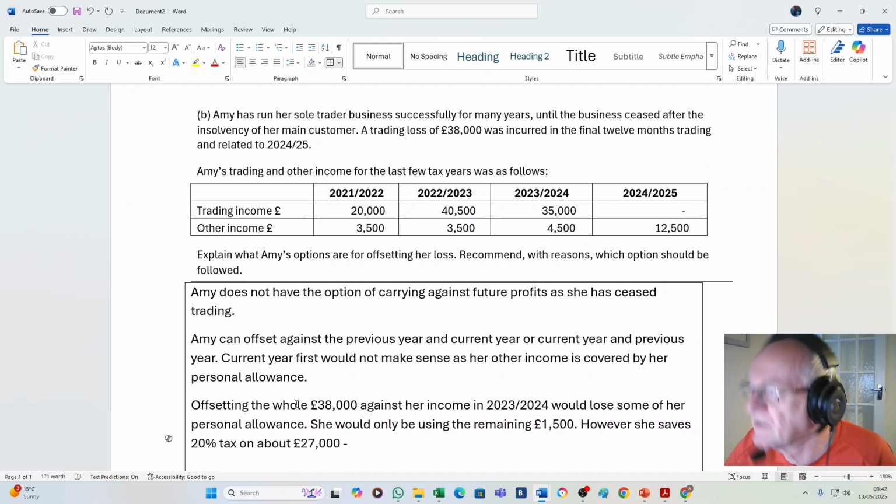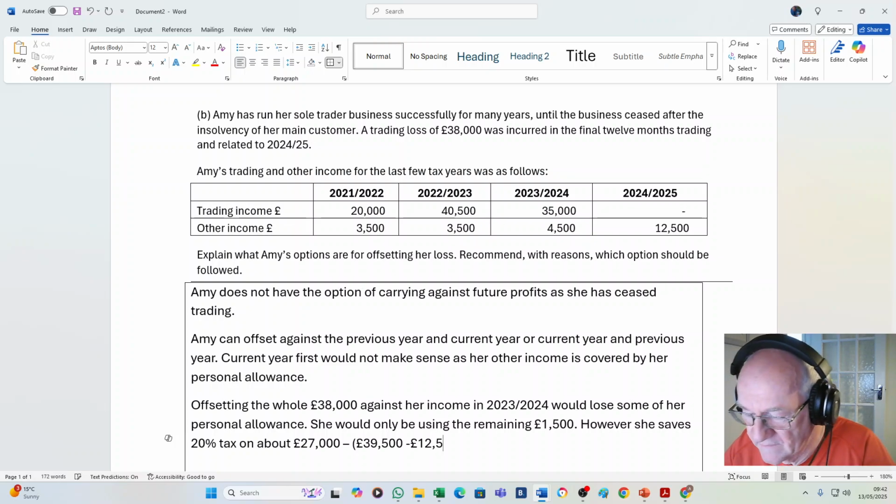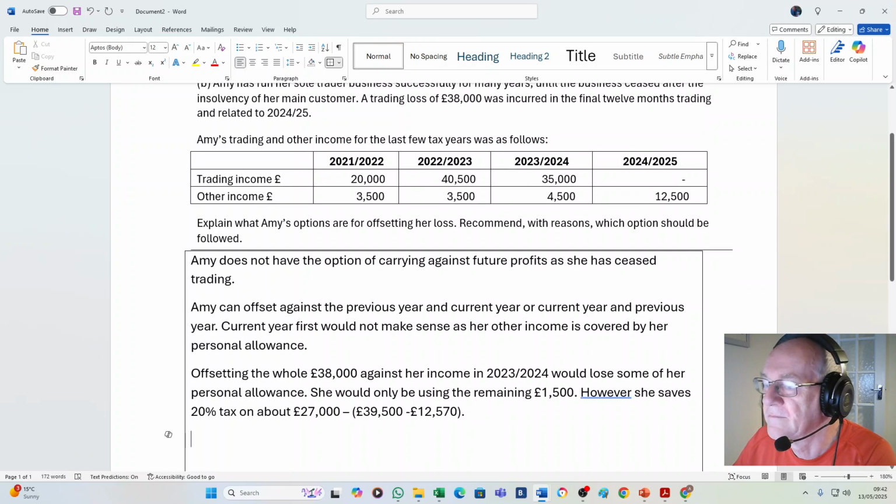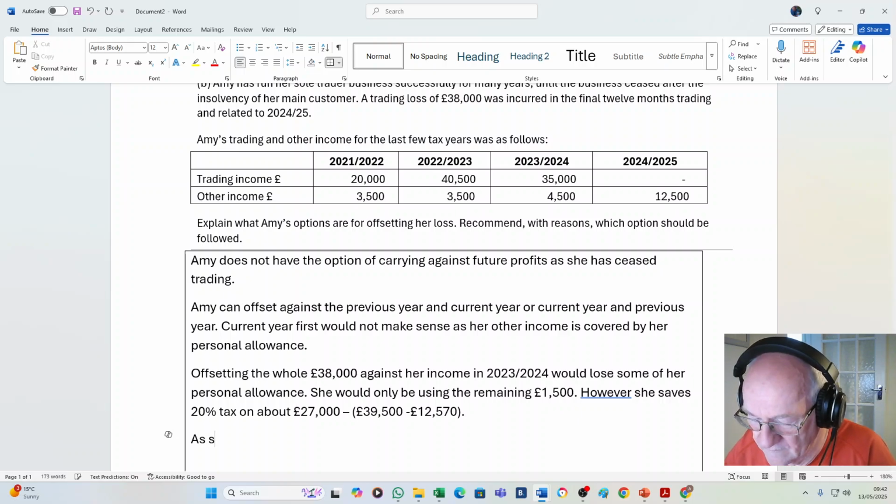Okay, we'll put the numbers in just to show. So it's 39,500 for the year minus 12,570. So yes, give or take £27,000. And we carry on.